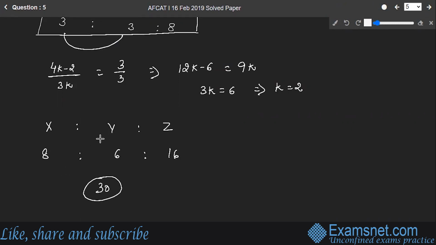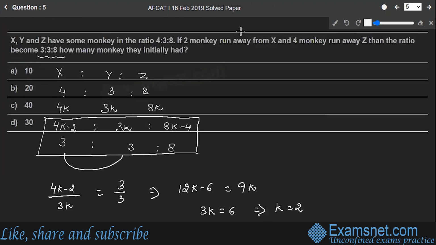But when X lost 2 monkeys, it will have 6. Y didn't lose any monkeys, so it will have 6 as such. And this one lost 4 monkeys, so this is equal to 12. This is something like 3 is to 3 is to 6, right? But in the question, the ratio is given as 3 is to 3 is to 8. So that is violating the question. We are not getting it, that means something is wrong in either the statement or the question itself. Okay, let's try it another way. So we have considered these two pairs.